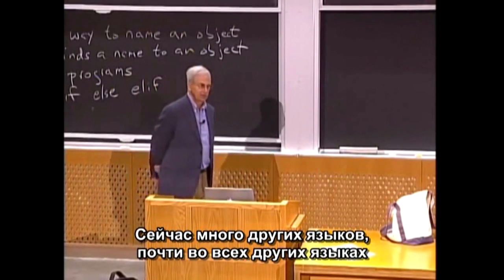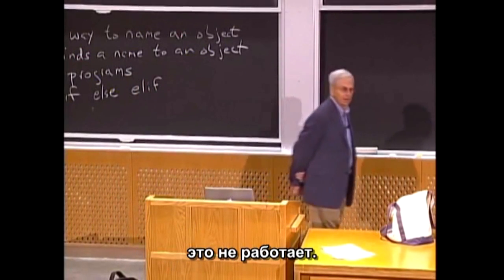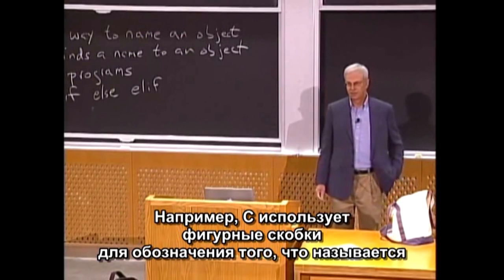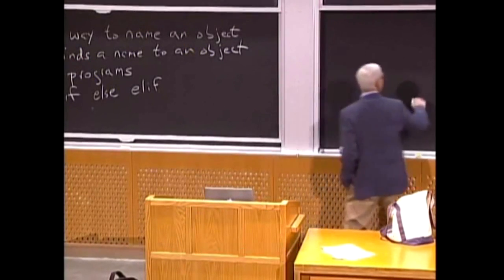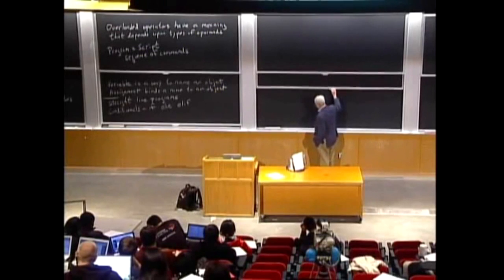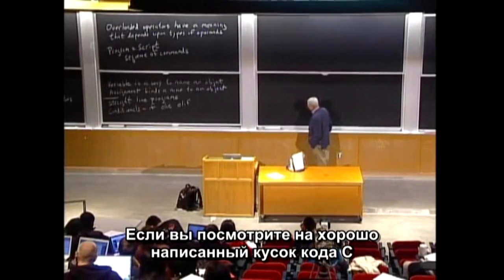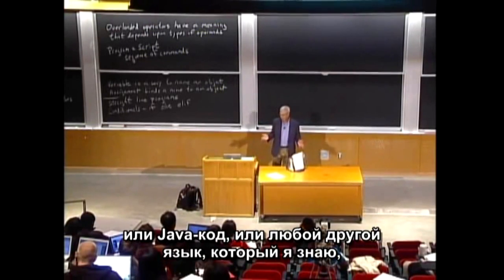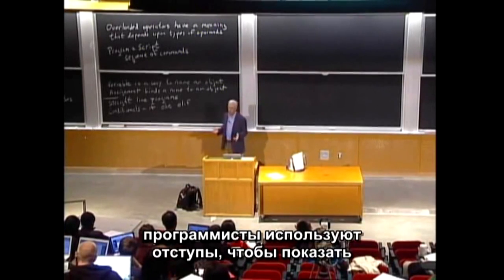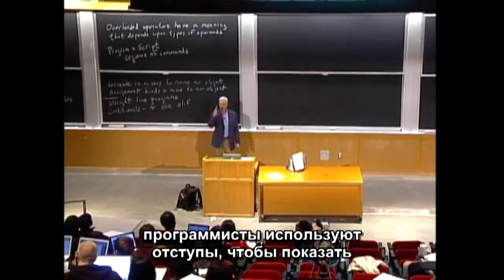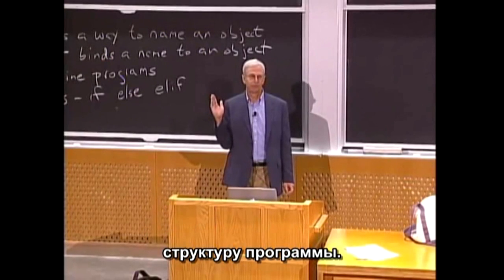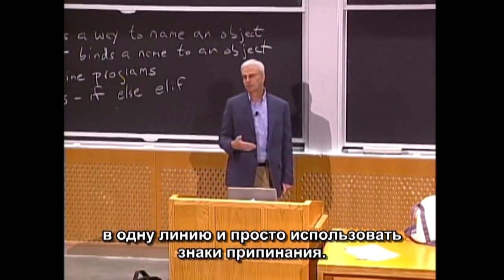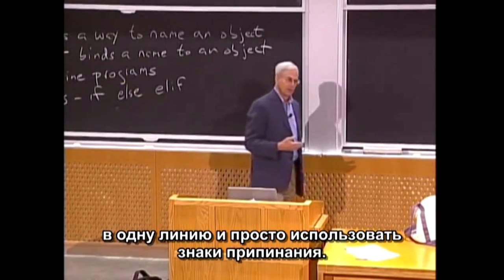Now, a lot of other languages, almost all other languages, don't do that. They have some punctuation. For example, C uses curly braces to designate what's called a block of code. If you look, however, at a well-written piece of C code or Java code or any other language that I know, programmers are trained to use indentation to show the structure of the program. Even though you don't need it, you could line up everything right at the left edge and just use the punctuation. People don't do that.